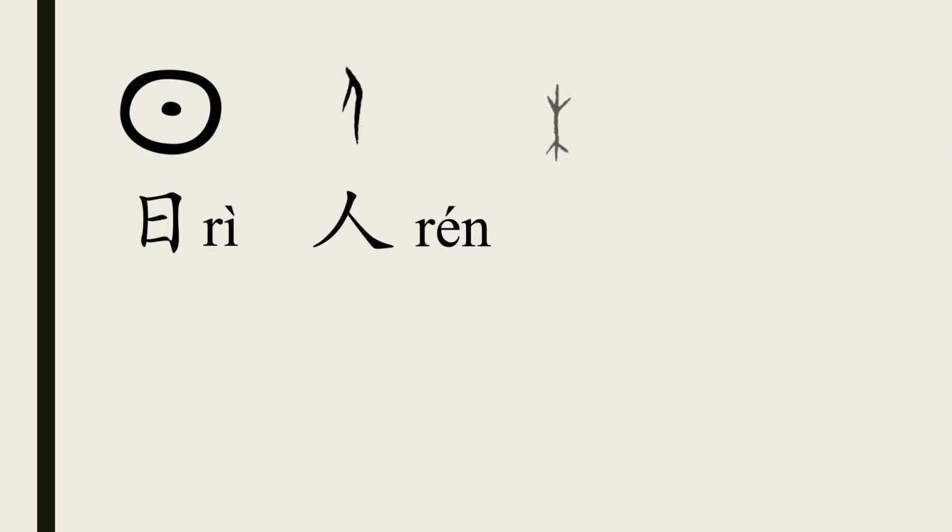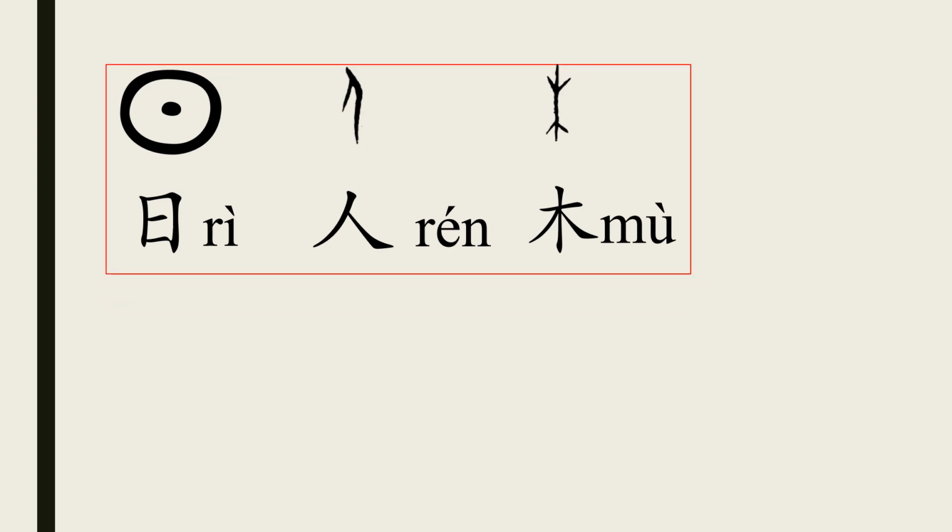Now let's have a look at the characters we have learned and the corresponding oracle bone scripts. 日 sun, 人 person, 木 tree. All these characters evolve from the image of the objects, and they are called pictographs. Pictographs are not enough. They cannot express abstract ideas.